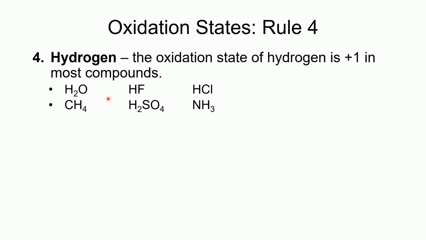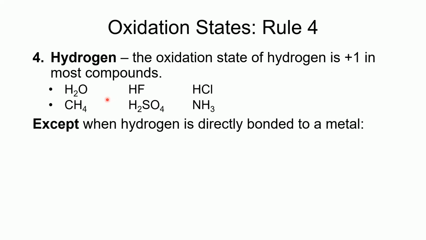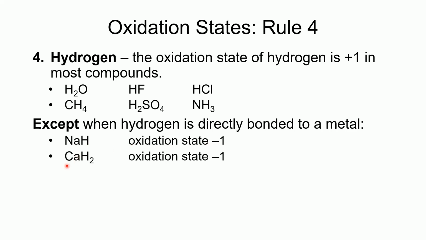The only time when it's not going to be +1, if it's in a compound, is if it is bonded to something that is less electronegative, and that usually means a metal. So, if hydrogen is bonded to something less electronegative, a metal, then it will have an oxidation state of -1. So like sodium hydride, and if you call something a hydride, -1 is the oxidation state of hydrogen. So calcium hydride, -1.